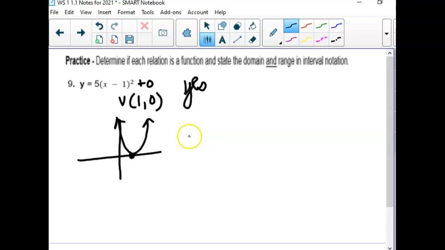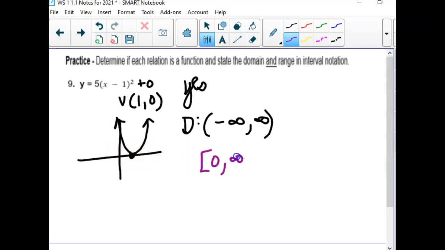Is there a radical or a denominator? No, so therefore the domain is all real numbers. The range is not all real numbers, but you can tell the range from the graph. What is the lowest it ever goes? Be careful. It's the y value, right? So it's 0 because it hits the x-axis and up.